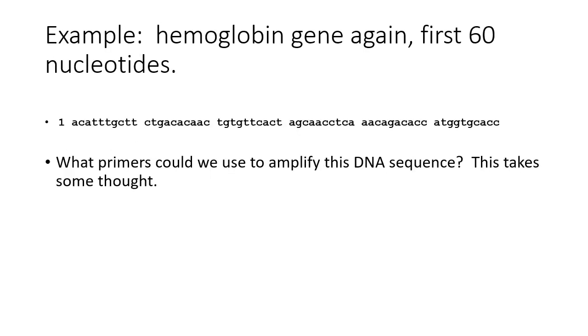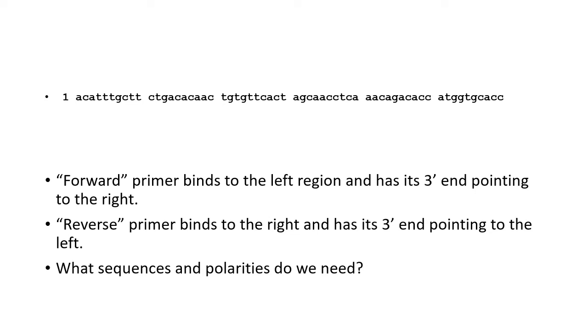Okay, so here's our hemoglobin example again for convenience. Again, we're only showing one strand, and we want to choose primers that can amplify just this particular DNA sequence. Okay, so the forward is going to bind to the left, and the 3' end is going to point to the right, and the reverse for the reverse. Okay, so in order to figure out what sequences and polarities we need, we have to remember that it's a double-stranded structure. So I'm going to write that and then show what the primers should be for this region.